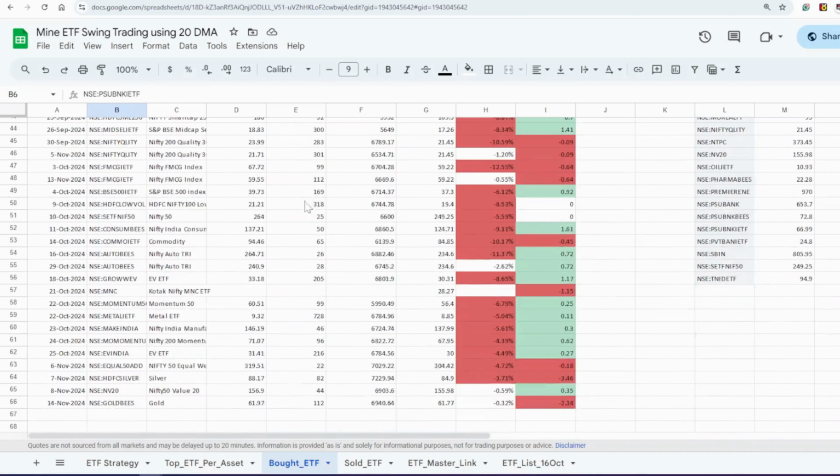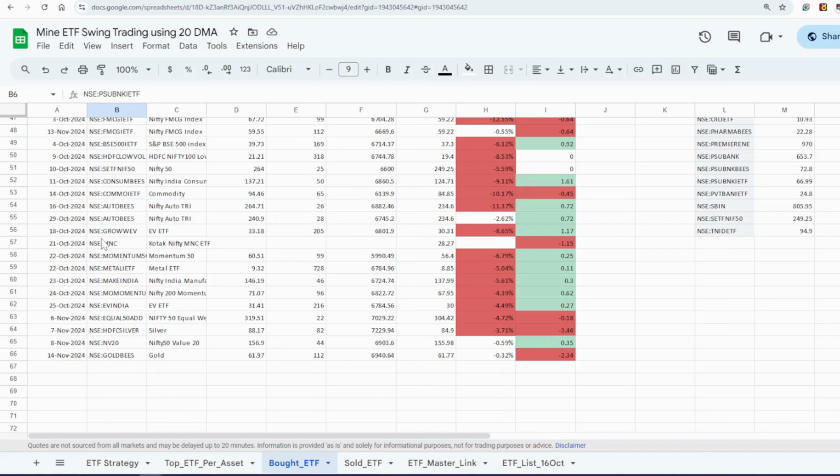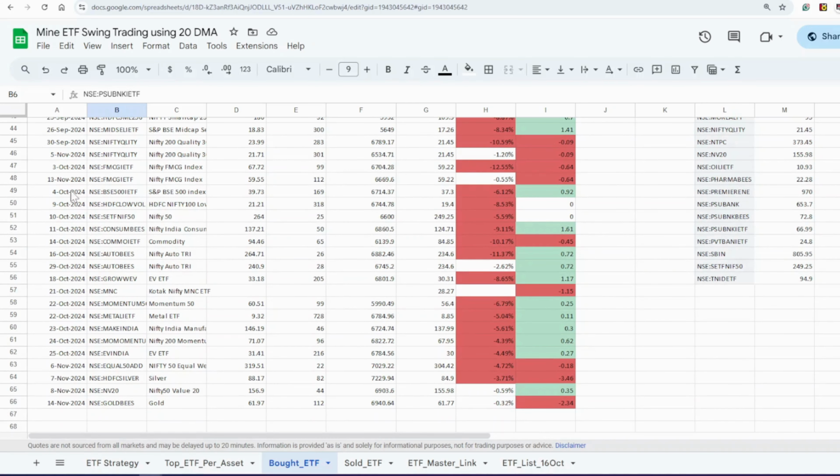So this is what I am actually continuing buying. If you are seeing that in October, in November, I am continuing buying. Yesterday itself I bought gold because gold was not there in my account, so I bought it for 61.97 and the current price is 61.77. It has gone down, so I'm continuing buying. I'm not stopping any buying.